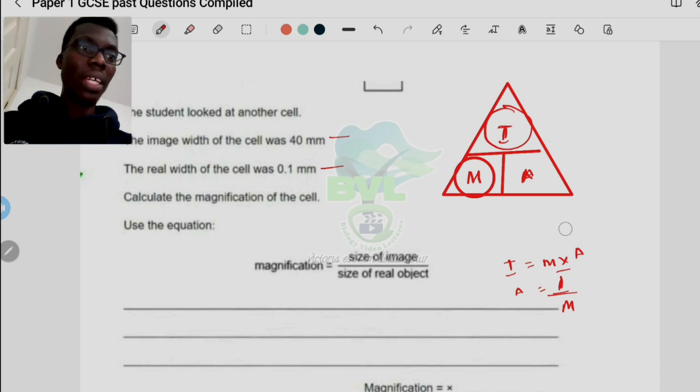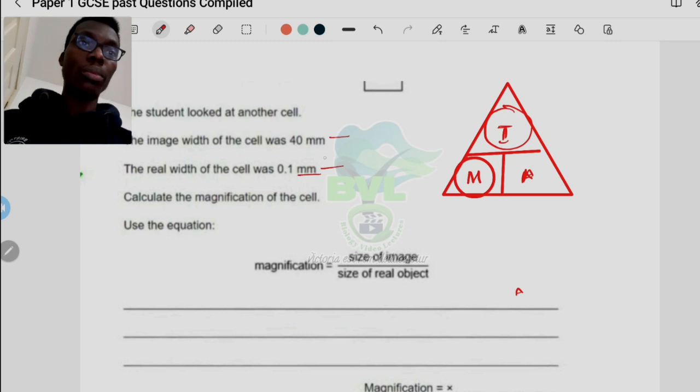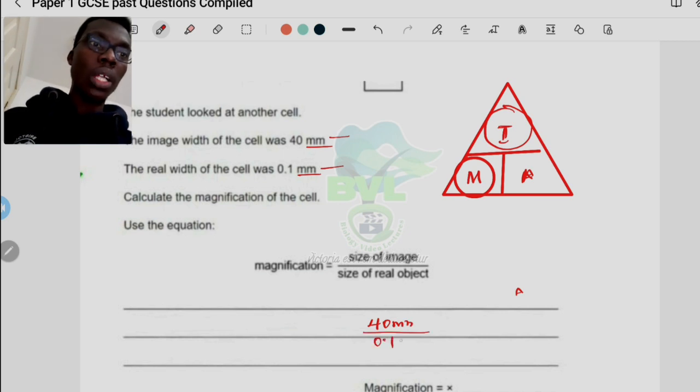From what we have here, this is quite straightforward, because it's just going to be division. We say magnification equals image size, 40 millimeter, over 0.1 millimeter. So the millimeter cancels out, and this is going to be 400. So it's going to be times 400.